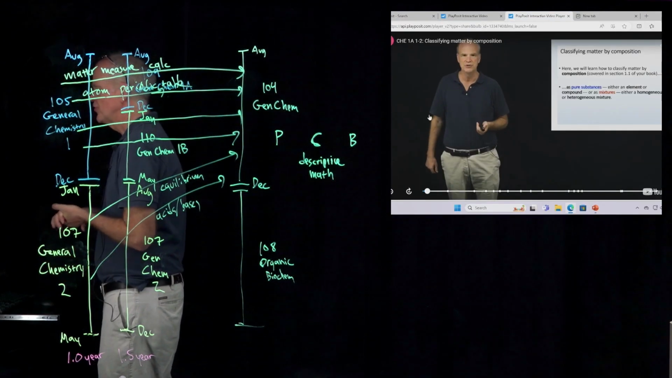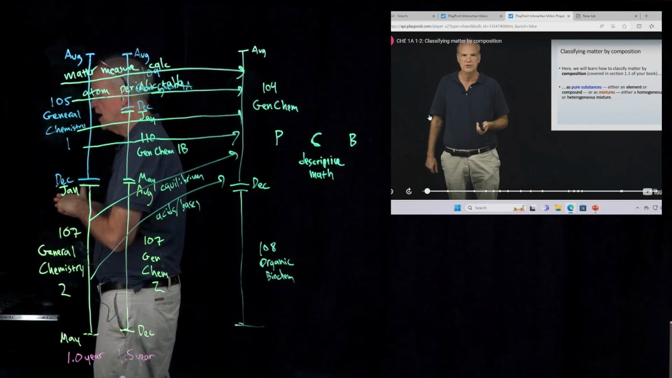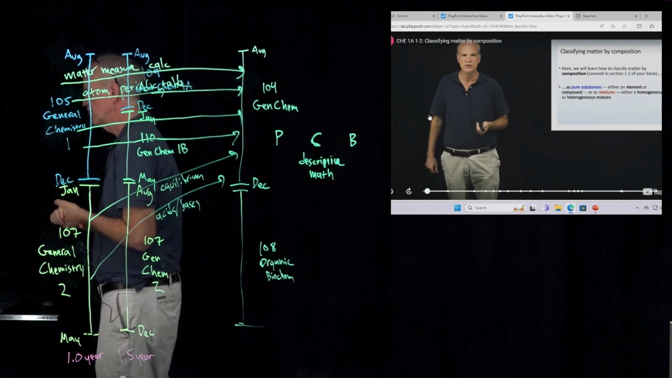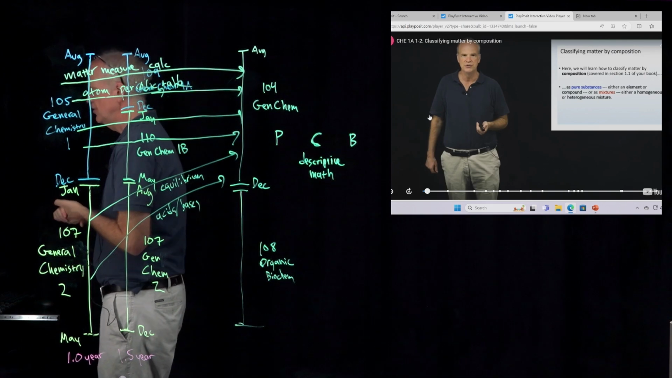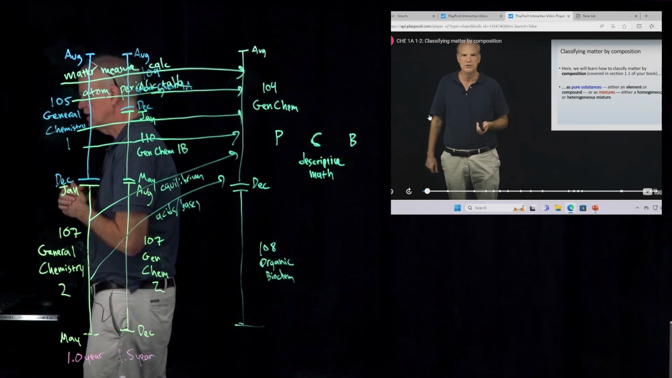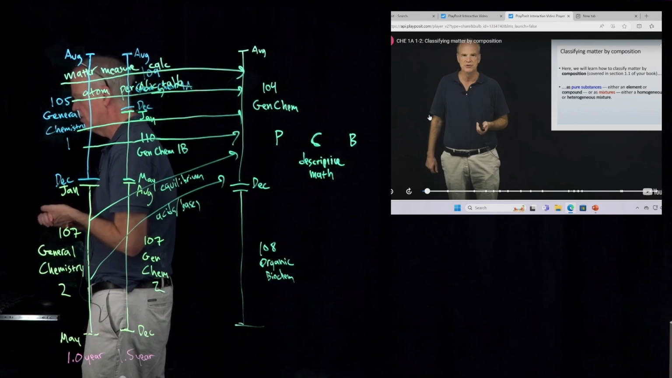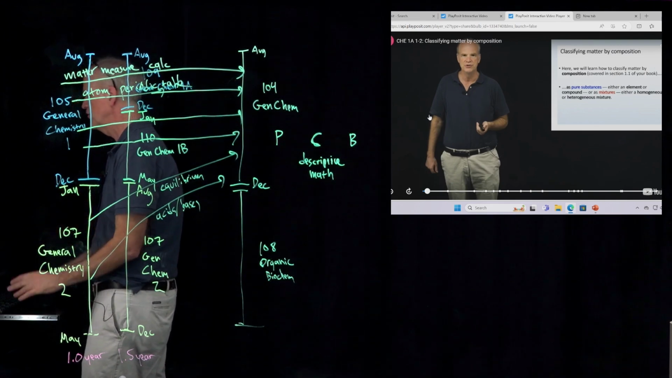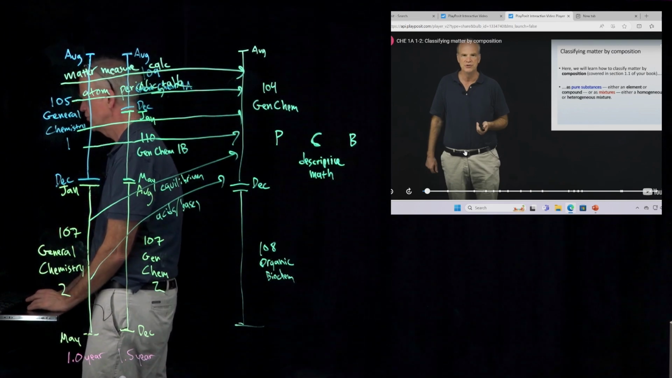So here is the second video you'll be watching in Chemistry 104. It's about classifying matter by composition. On this first slide, I connect where the things I'm going to be talking about in the video are in your book, but there's something very important I need to show you. So I'm going to play the video.